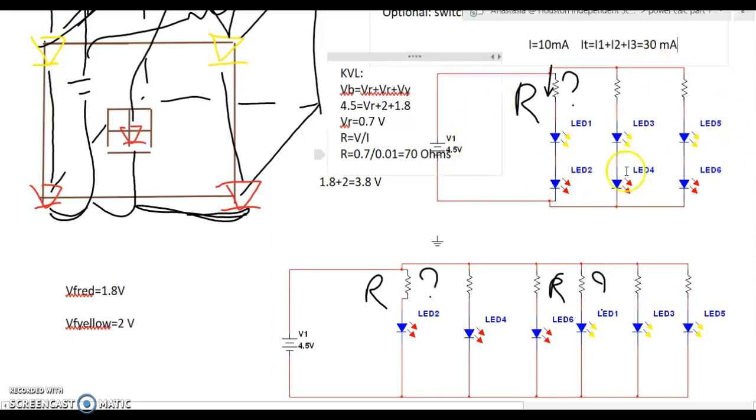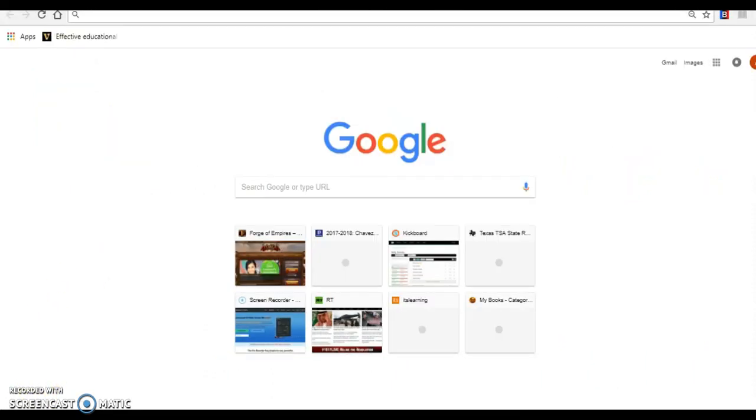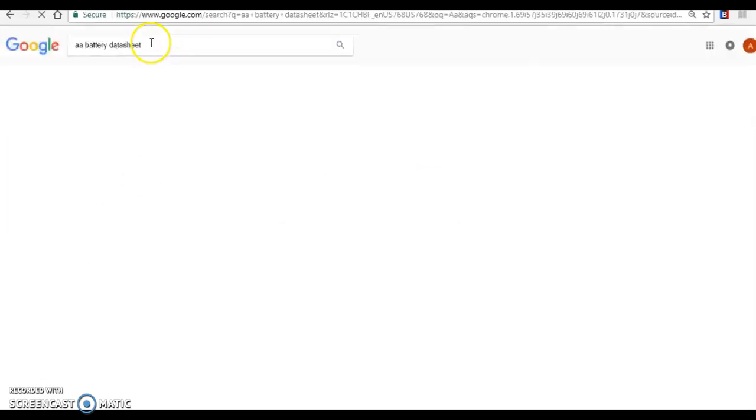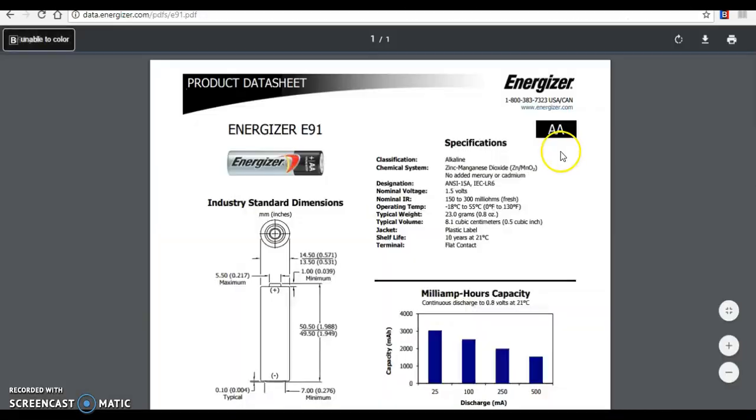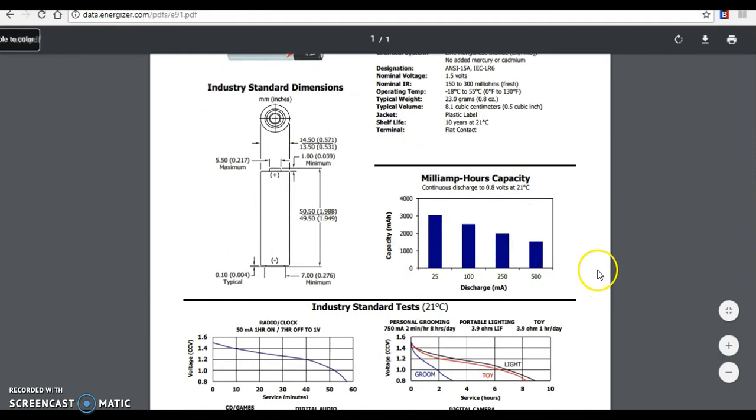There is one last calculation I need to do about this circuit, and that is how long will it take for my batteries to discharge? To do that, I need to go online and look up a data sheet. So I'm just going to type in AA battery data sheet, and pull it up, and I'm looking for this graph over here. If I had just one battery, I would be somewhere over here on this chart. This one tells me the capacity, how many hours I'm going to have, and this one tells me how fast I'm discharging my battery.